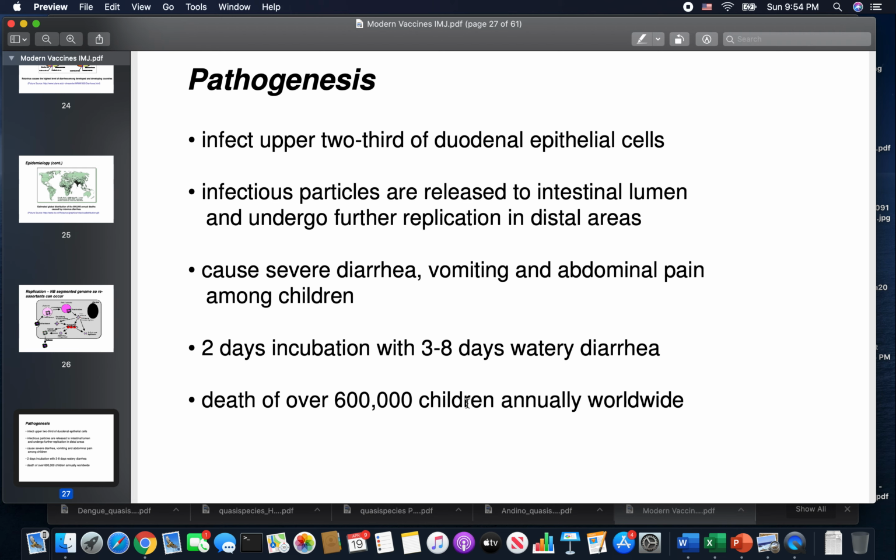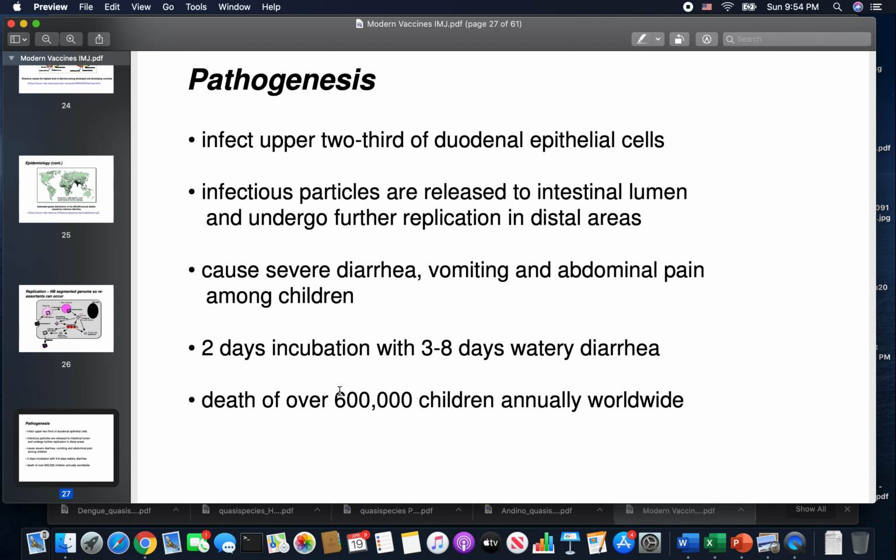They can cause very severe diarrhea, vomiting, and abdominal pain. Diarrhea is so severe it results in complete dehydration. And yeah, it's got about a 2-day incubation where you don't know you have it, and then 3 to 8 days of extreme watery diarrhea, during which point, unless you are on an intravenous drip or something like that, it is possible to die.